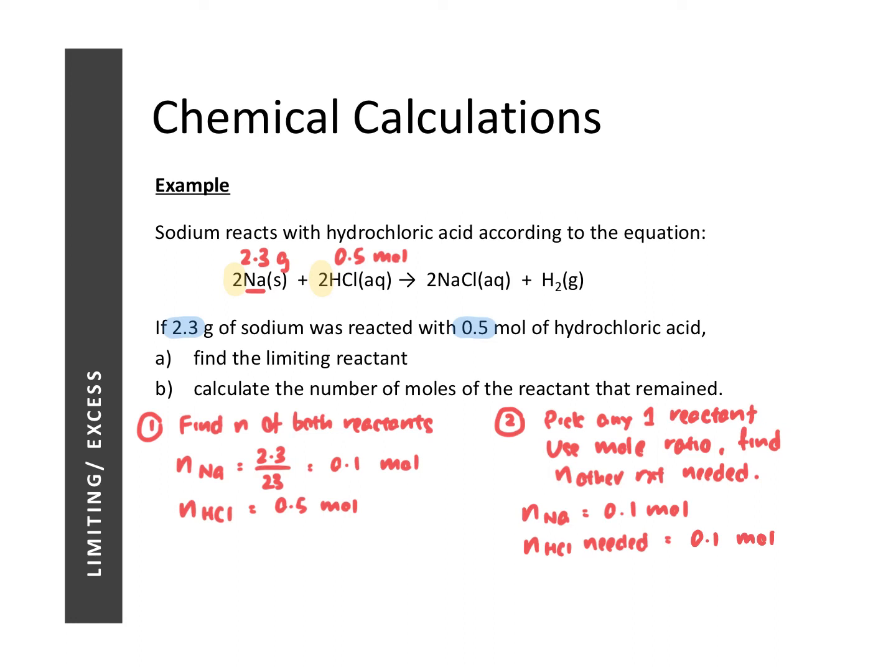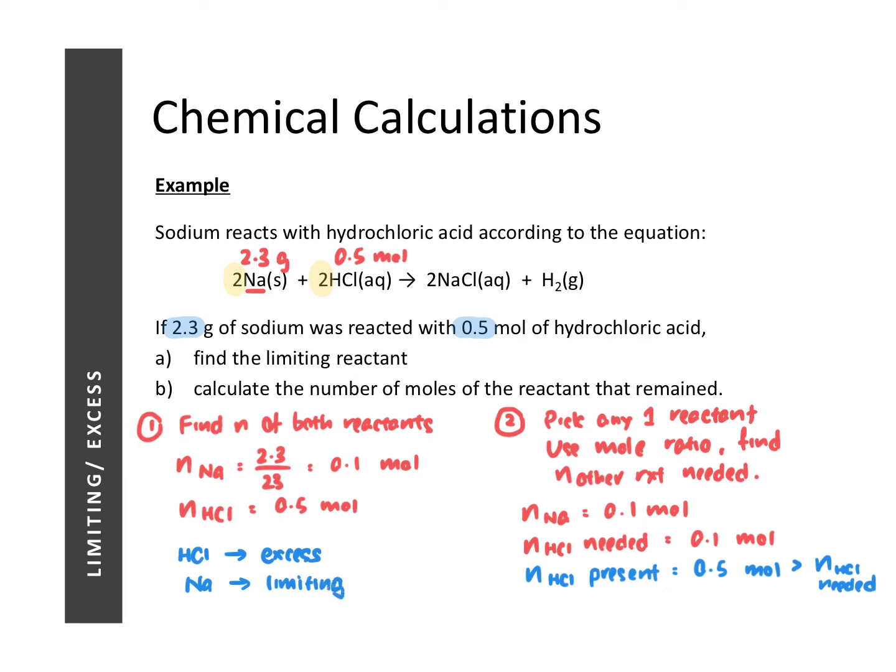Okay, the next step is this. You need to compare the number of moles of acid needed with the number of moles of acid that is present, which you have found in step 1. In step 1, we have found that the number of moles of acid present is 0.5 moles, and this is more than the number of moles of acid needed. So the number of moles of acid present is more than the number of moles of acid needed. So what does that mean? It means that your HCl, or your hydrochloric acid, is in excess, and that your sodium is the limiting reactant.